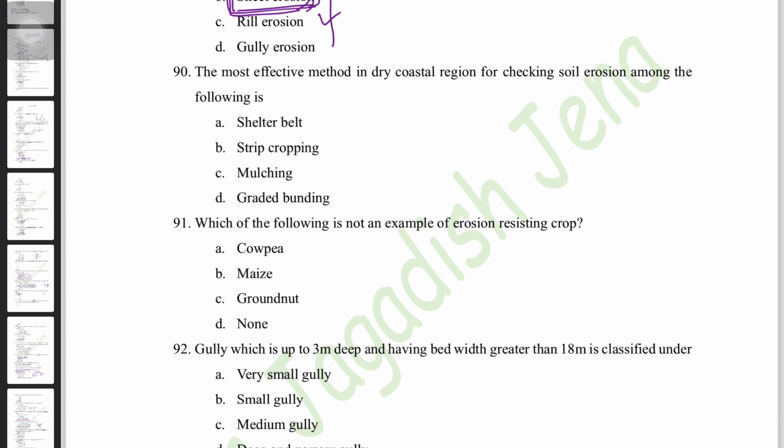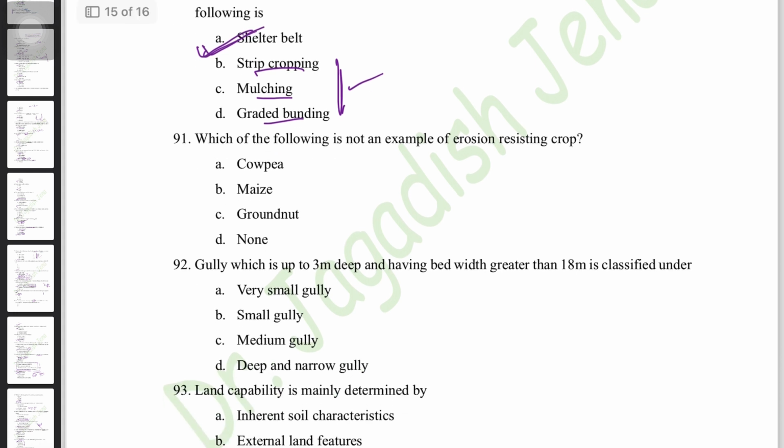Next question, the most effective method in dry coastal region for checking soil erosion among the following. That is shelter belt, planting shelter belt, because in dry area the wind erosion is most prevalent. So if you are planting shelter belt and windbreak, then the erosion can be stopped. But strip cropping, mulching and graded bunding are mostly useful for water erosion.